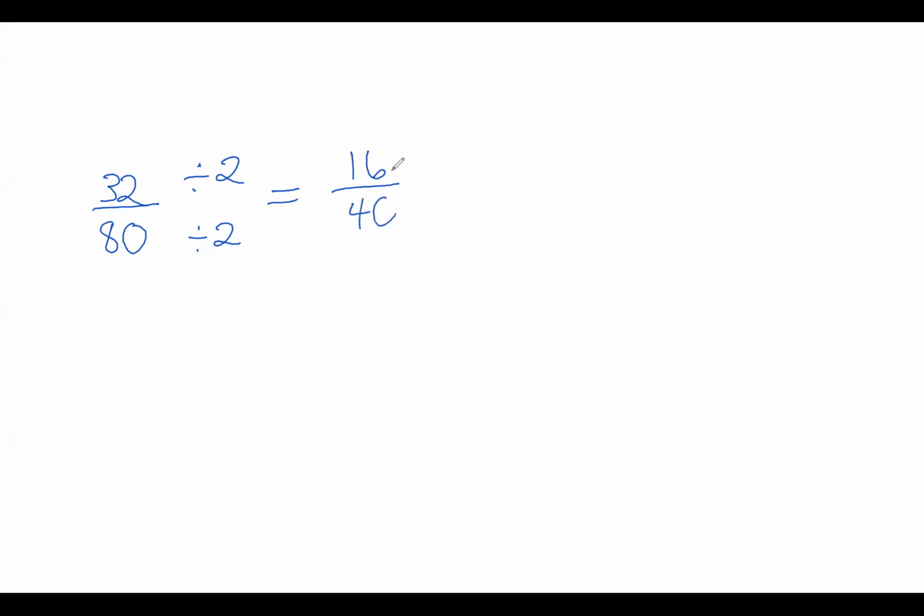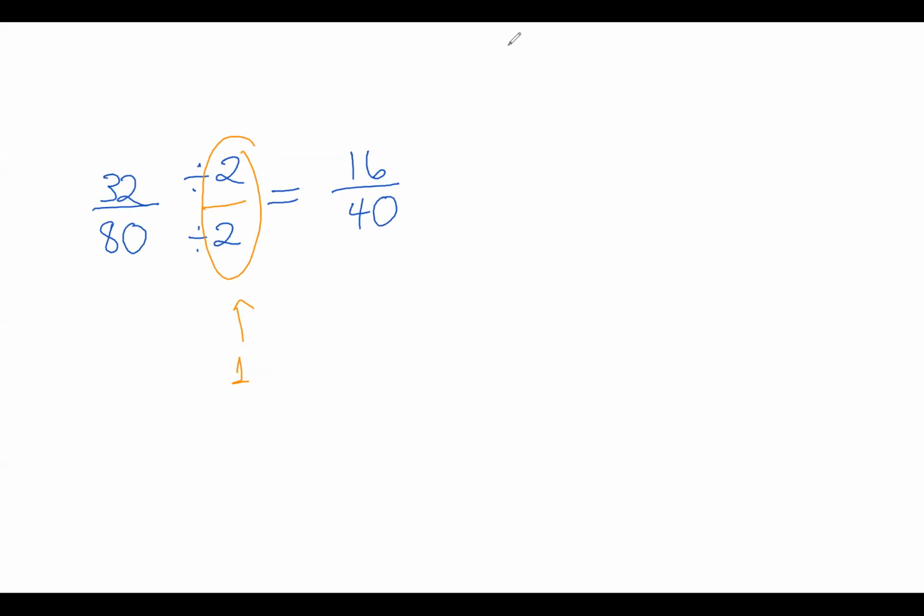Now, when I'm doing this, I'm doing the same operation to the numerator and the denominator, but essentially, remember, anything divided by itself is 1. You're kind of just dividing by a form of 1. And that is okay. Anything divided by 1 just remains the same. So this 16 over 40 is still equal to 32 over 80. I haven't changed it. I know I've written different numbers here, but it's still technically the same. It's technically equivalent or equal.